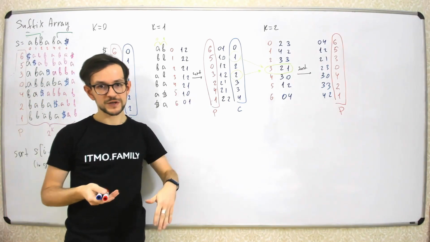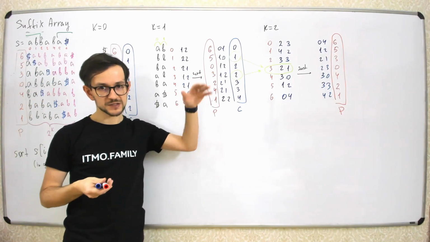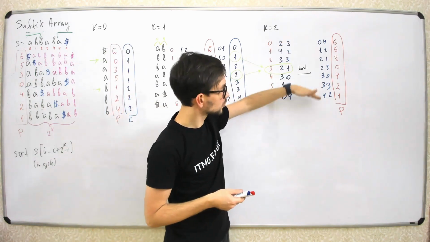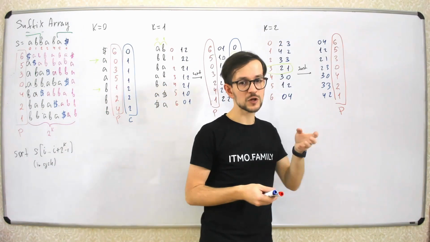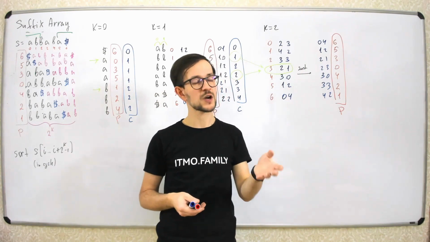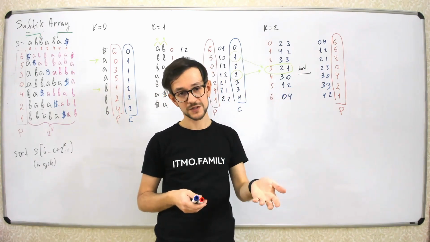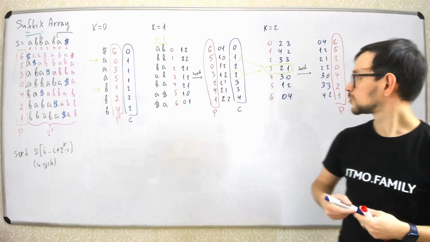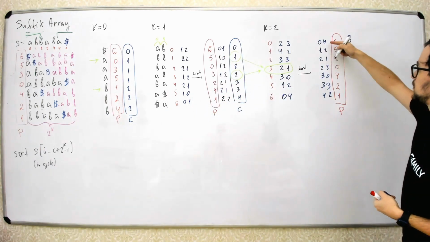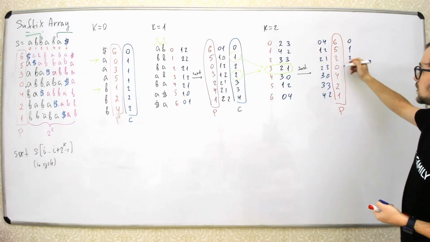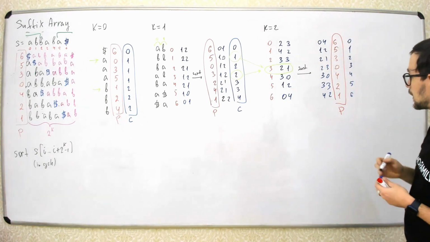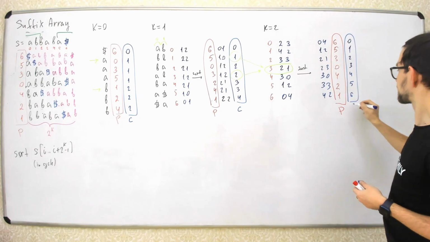And now we rebuild array C. So we need to assign next classes for the strings of length 4. Again, we just go from top to bottom and assign the classes. If strings have the same classes, we assign the same. If strings are equal, we assign the same class. If strings are different, we assign the next class. So again, we go from top to bottom and say this class is 0, they're different, these are different. No, they are different. So we just say like this. This will be array C.